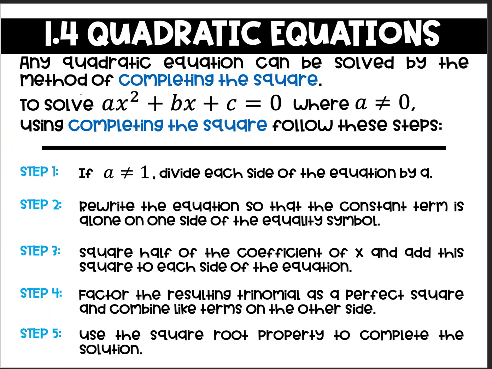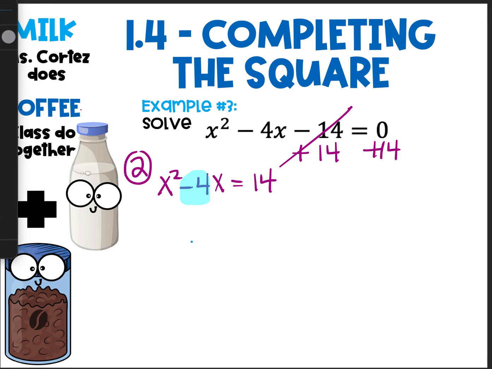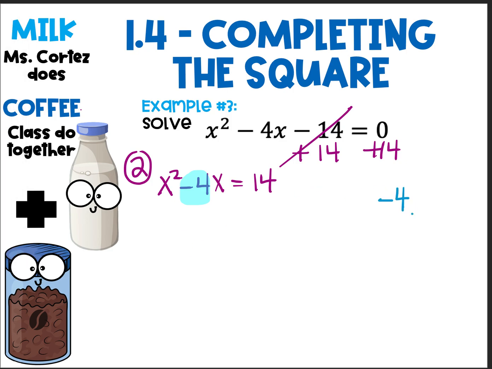Now I'm going to square half of the coefficient of x. My coefficient for x is my b value, negative 4. I'm going to square half of it. Half of negative 4 is negative 4 divided by 2, squared. That is negative 2 squared. And when you square a negative number, it becomes a positive. So the value that I will be adding to both sides is positive 4. Let's do it. I'll have now plus 4, plus 4.